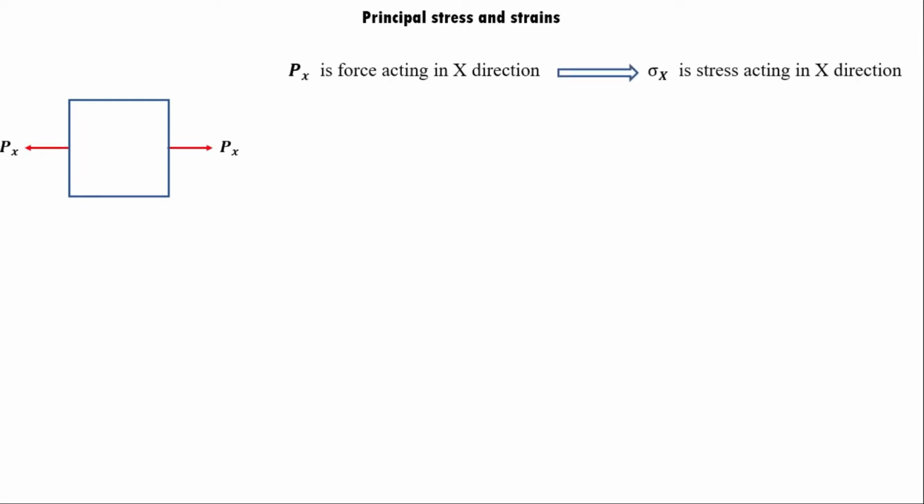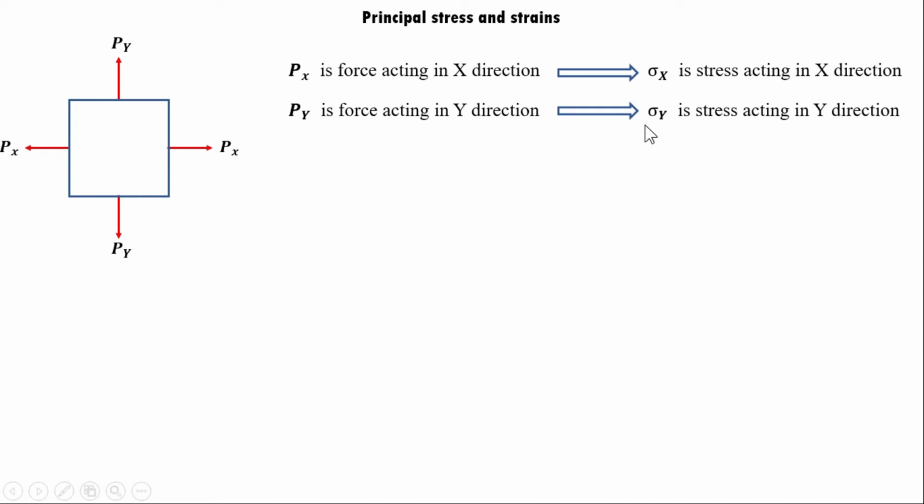So this square is subjected to a force Px which is acting in the x direction, and sigma x is the stress which is corresponding to Px. Similarly, if you see the force Py which is acting in y direction, so sigma y is the stress acting in the corresponding direction to Py force. Now Px and Py are the forces which are acting normal to the plane. So these forces are known as normal forces, and the stresses which are generated due to this Px and Py, that are sigma x and sigma y respectively, which are normal stresses.